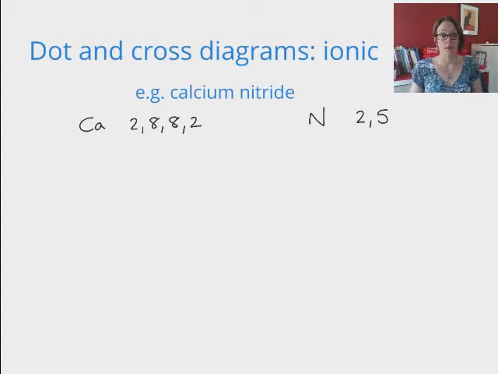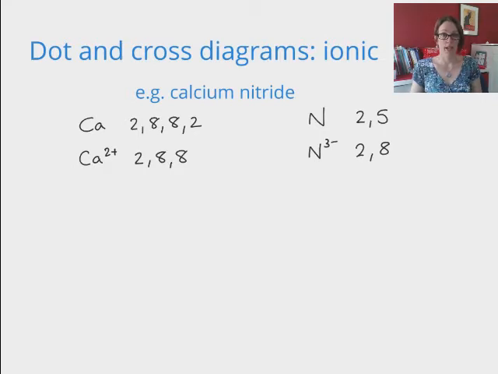So calcium is in group 2, 2 in the outer shell, so when it forms the 2+ ion, it will become 2,8,8. So I'm going through that process just so I don't miss any shells when I do the diagram. Nitrogen is going to gain 3 electrons to become 2,8.